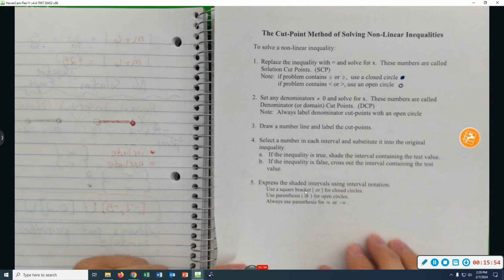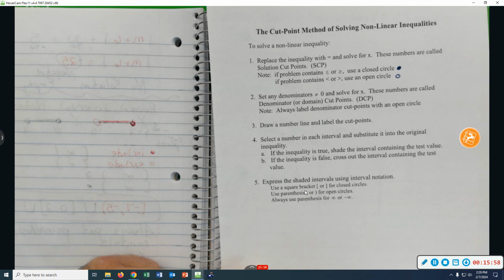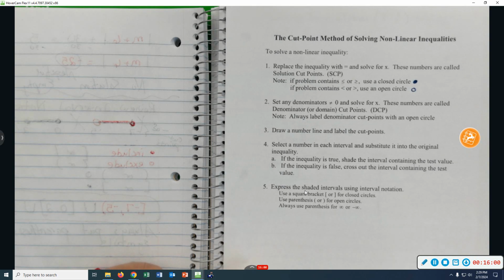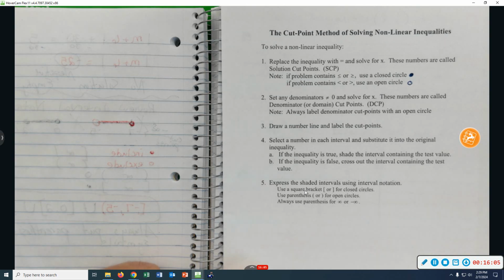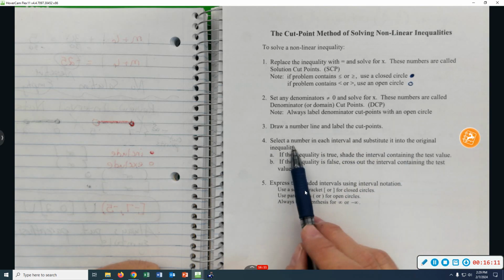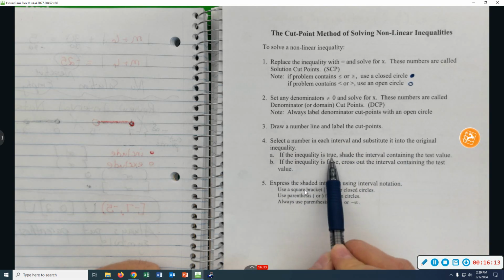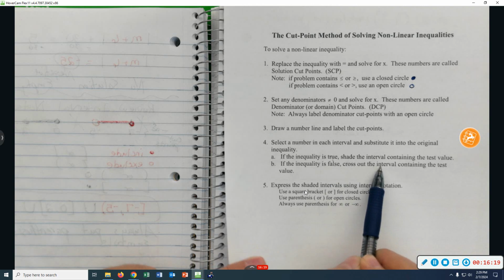Does everyone have the list of steps for the cut point method? If you're watching this video and you're thinking, no, I don't have that list, well, it's under Files on Canvas. Select a number in each interval and substitute it into the original inequality. If you get a true statement, shade. If you get a false statement, cross it out.